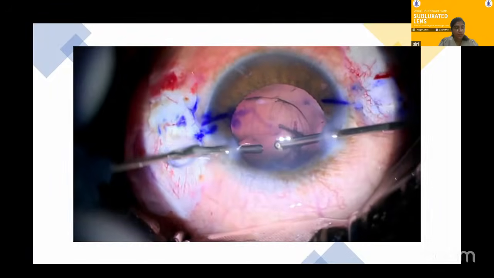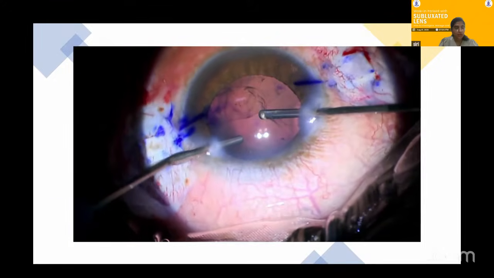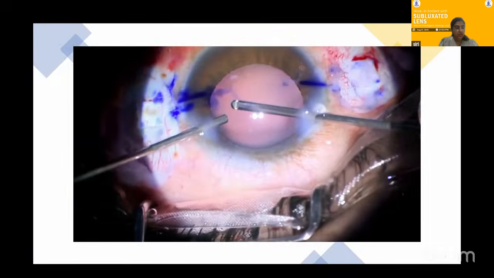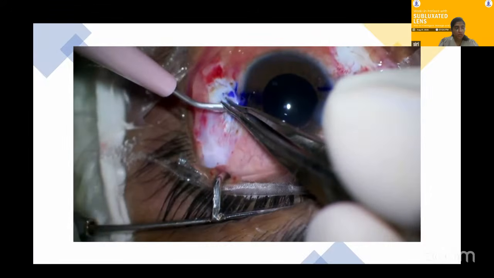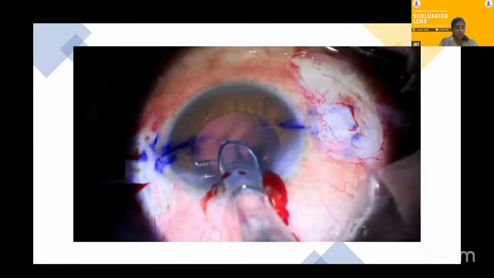The emptied capsular bag was removed using a vitrectomy cutter. Limited anterior vitrectomy was performed after that. Sclerotomies were created 2 mm posterior to the limbus at the pre-marked 3 o'clock and 9 o'clock position. A 3.2 clear corneal incision was made.